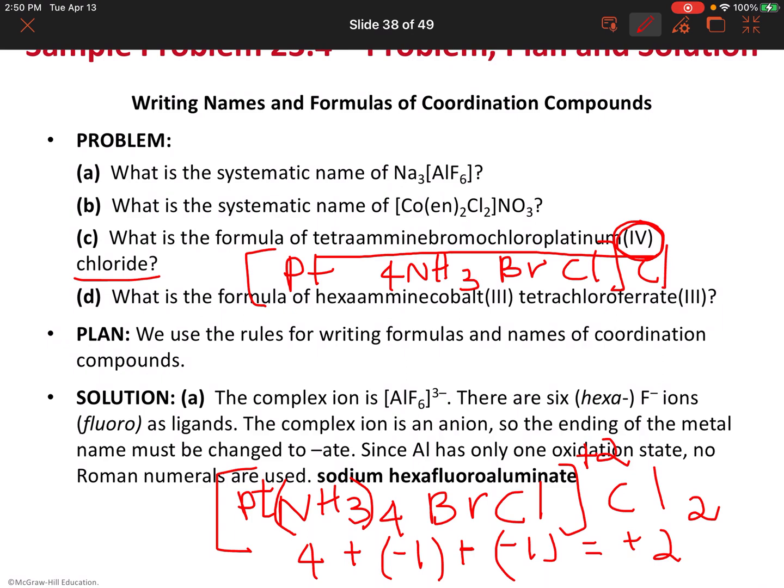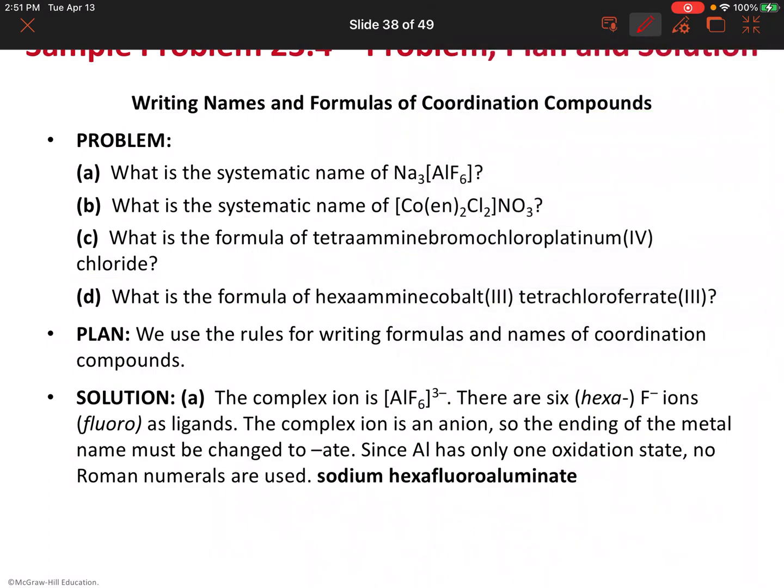Since we know the charge of the platinum, and there are 4 ammonia ligands, each ammonia is neutral, 1 bromide, 1 chloride, and their charges, we can find out the charge of the complex cation, and that also should be the same as the charge of the simple anion. So since it came to be +2, we needed 2 chloride ions. So because of that, the full complex formula would be the one that is written here with 2 chlorides. Okay, so the next one, D.